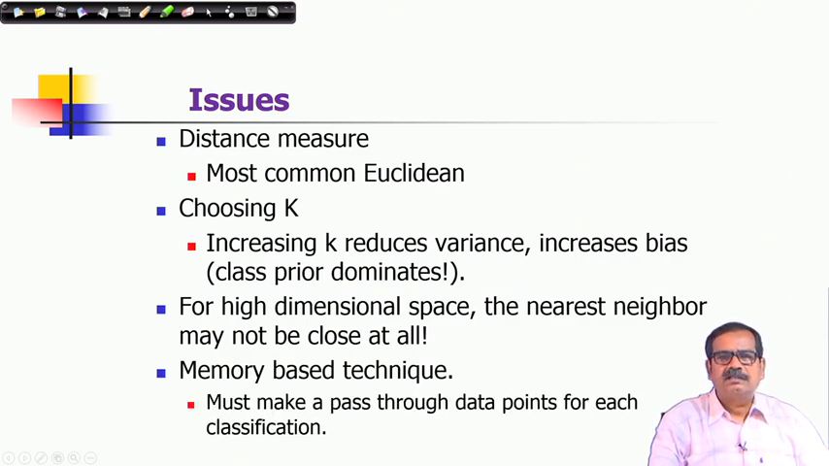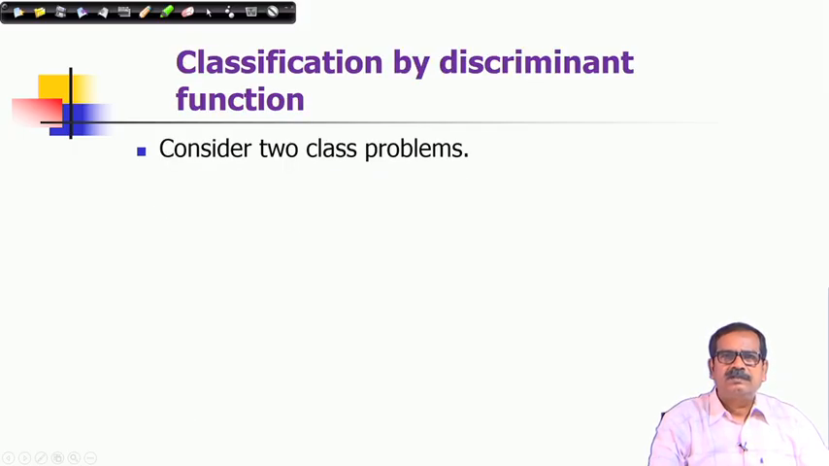Memory based techniques must make a pass through the data points for each classification. So, these are several issues of k nearest neighbors, and as I mentioned, it is prohibitive for a large data set. So, this is the nearest neighbor based approach.